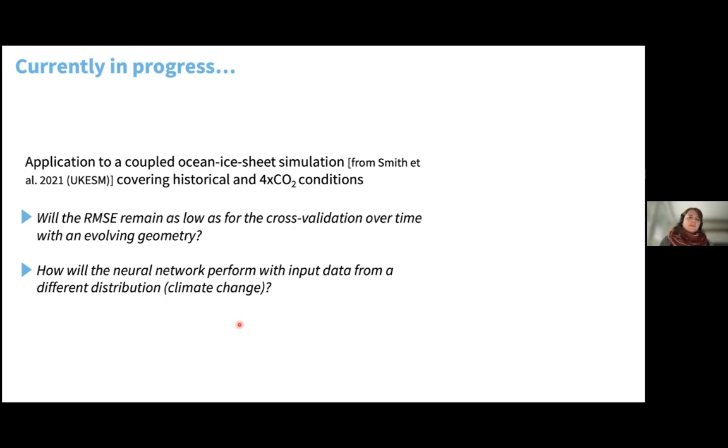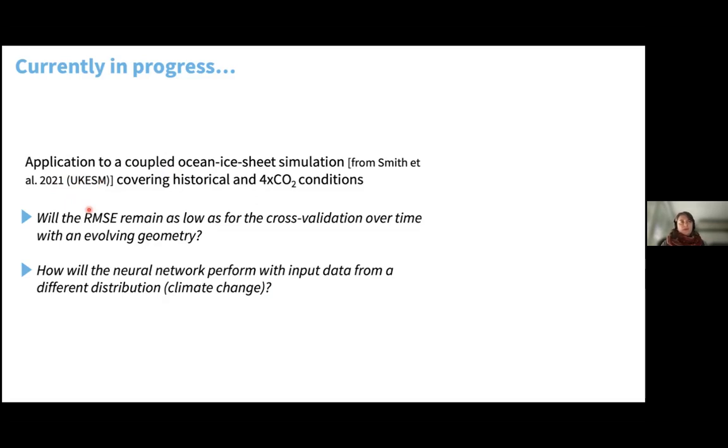So currently I am working on using, again, a simulation that has already been done: a coupled ocean ice sheet simulation done for UKESM. And in this simulation, we have a changing ice shelf geometry.